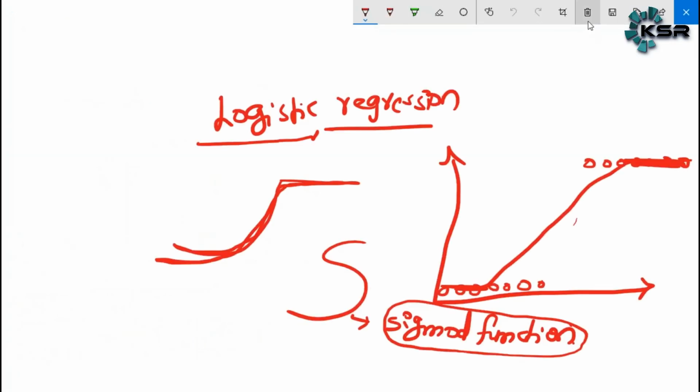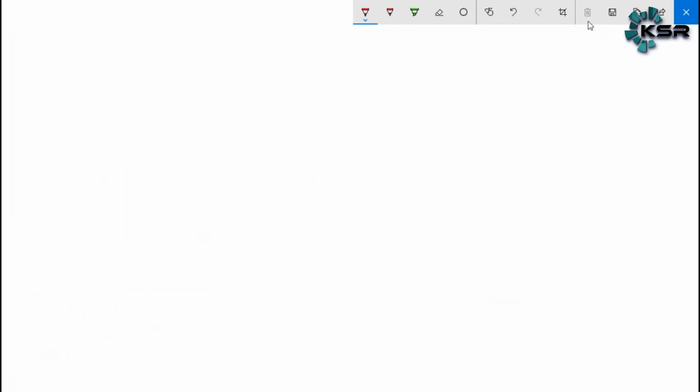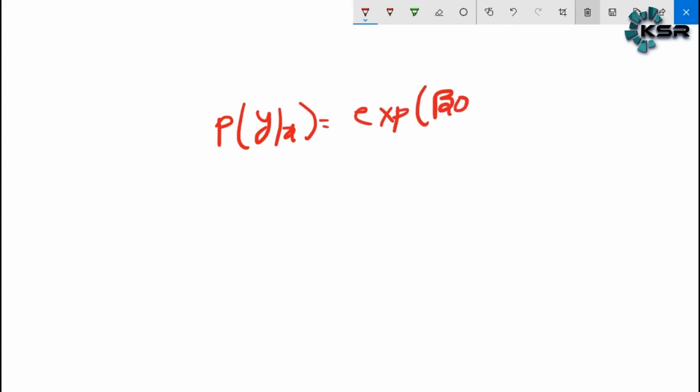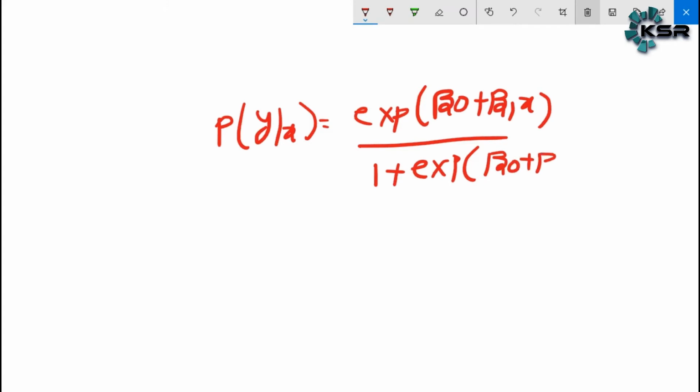Here, what is the equation for logistic regression? While we are building the logistic regression, the equation will be the probability of y given x, I will explain the meaning, equals exponential of beta naught plus beta 1 x divided by 1 plus exponential of beta naught plus beta 1 x. Here, what do you mean by P of y given x? P means probability, y given x. We have discussed the probability multiplication rule. So, what does y given x mean?